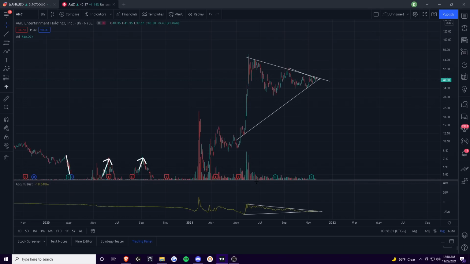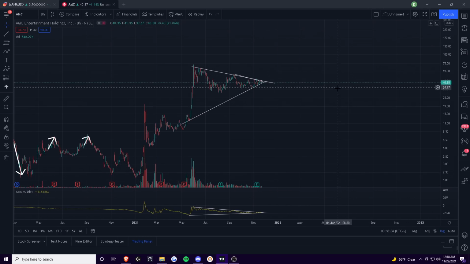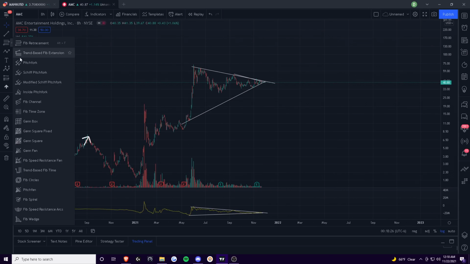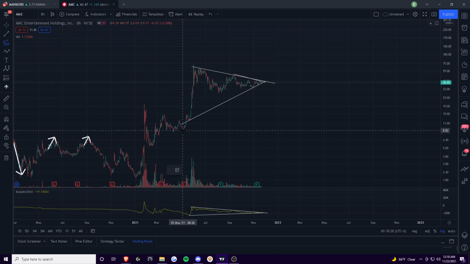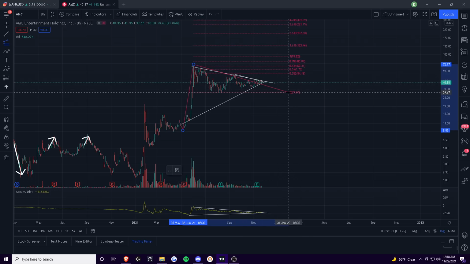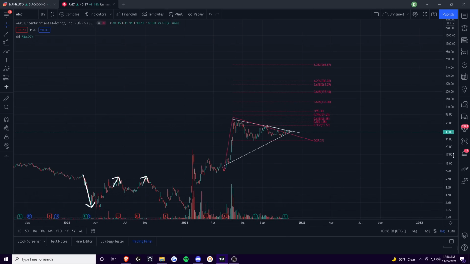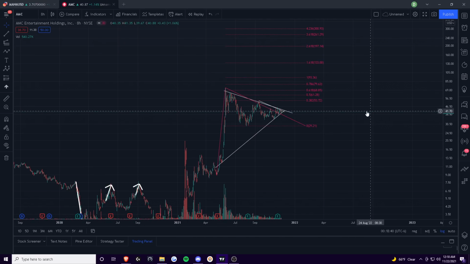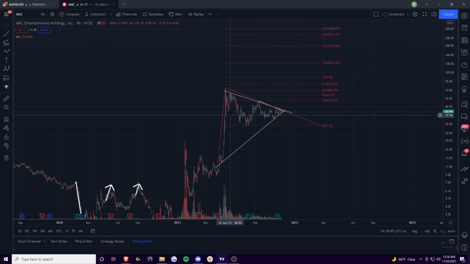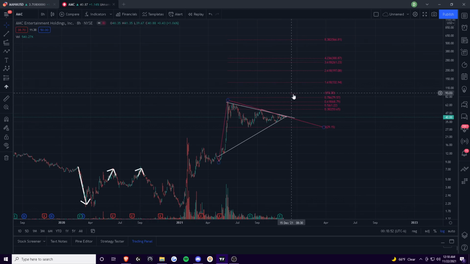Now, how big? I don't know, but I do think that long term, what I'm looking for from AMC, from a price target perspective, is based on these fib extensions, at least in the next wave. This isn't referring to any sort of MOAS situation or anything like that. I don't know exactly how this would play out. But using my fib extension tool, where I just measure from the bottom of a move to the top of a move and then back down to the bottom of the next move, these are the sorts of price targets that I think you could see.